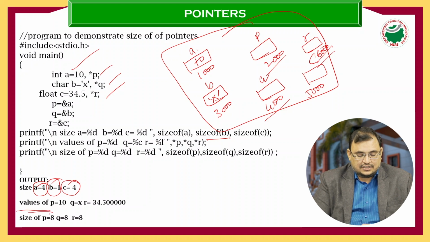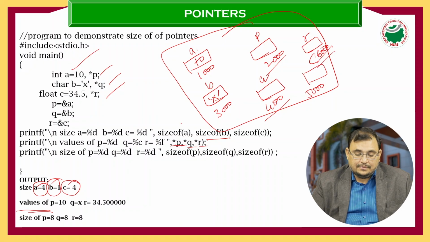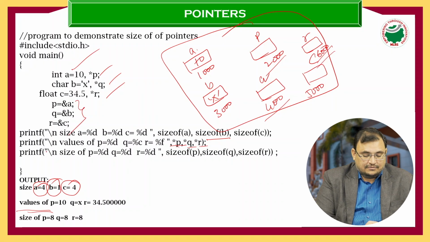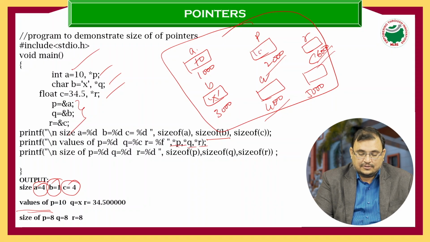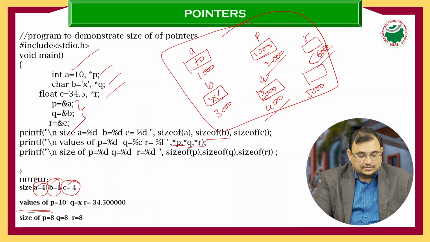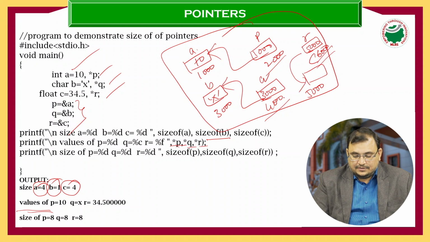The values stored inside can be accessed using the indirection operator. What is the value of P? Here P is equal to the address of A, so 1000 is stored here. Q is equal to the address of B, so 3000 is stored here, and R is equal to the address of C, that is 5000. So you are creating indirection like this, and here it is pointing to this.